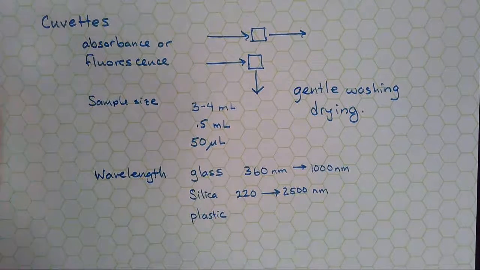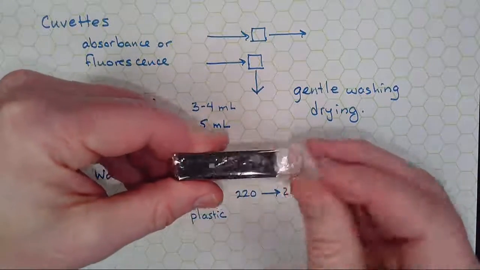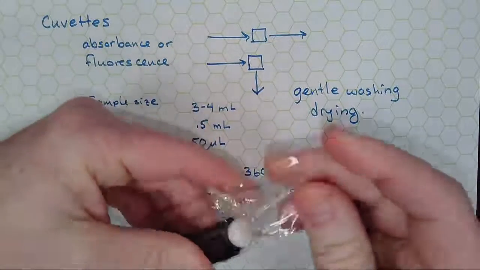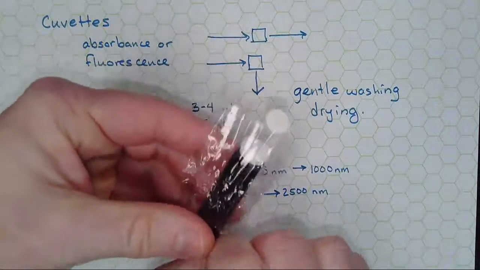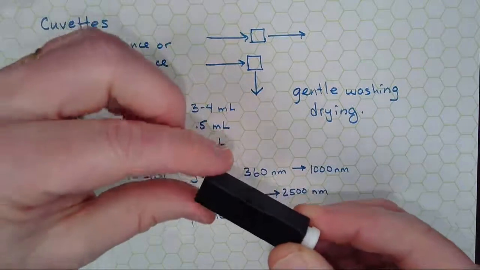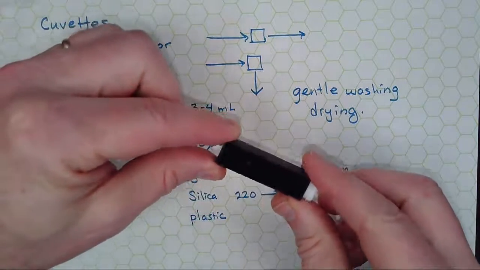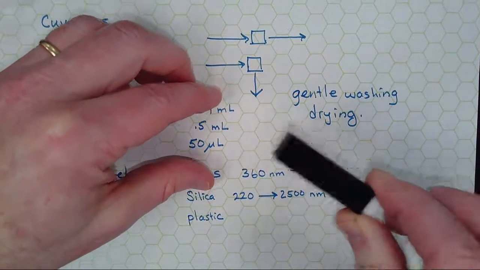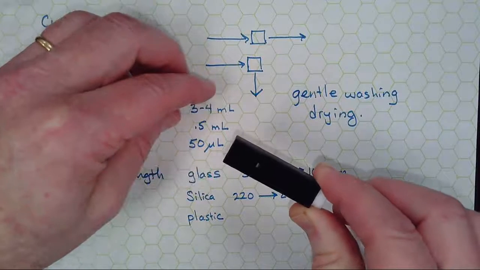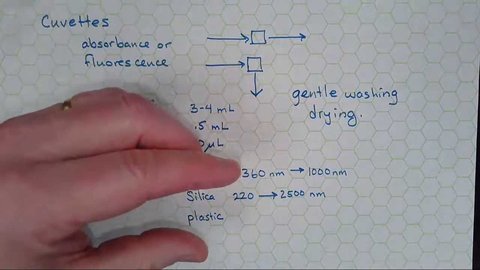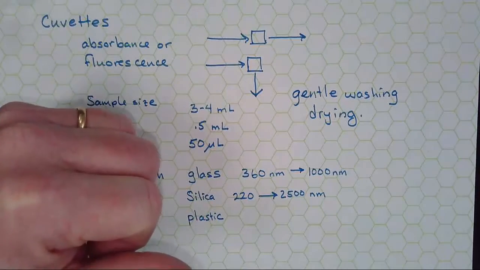This is a cuvette that holds 50 microliters. So if you have just a really small sample, then this is the cuvette to use. You can see that there's only a small little window where light can get through. I'm trying to orient it to the camera here. Occasionally you can see light through there.